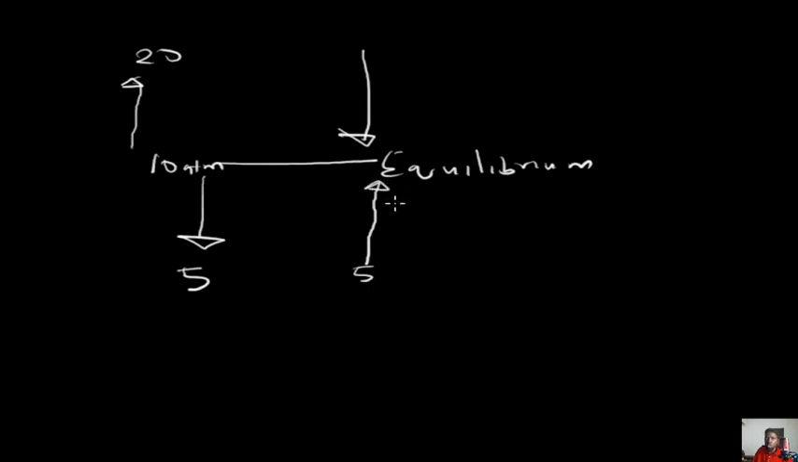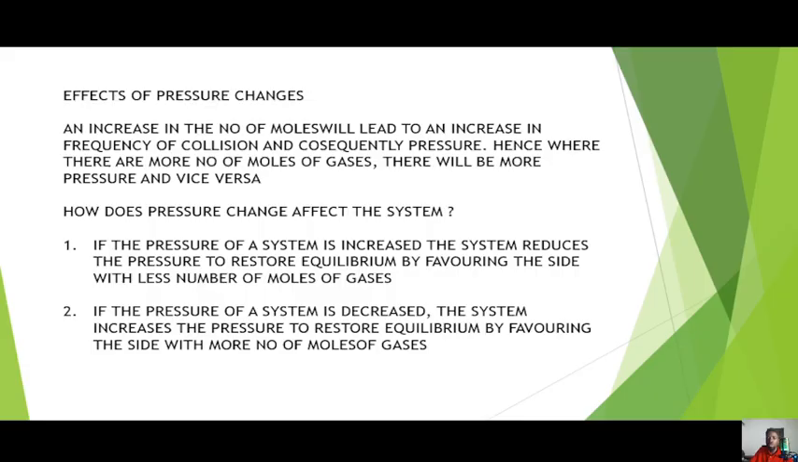The question is not what the system would do, because it's very simple. If I do something, the system does the opposite. But how does it do this? The system does this simply by favoring the side with more or fewer moles. Let's look at this. If you look at your screen, you will notice something. If the pressure of a system is increased, the system would have to reduce the pressure to restore equilibrium by favoring the side with fewer moles.